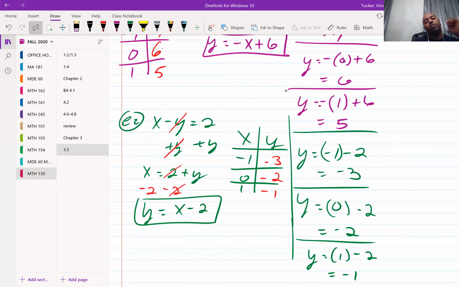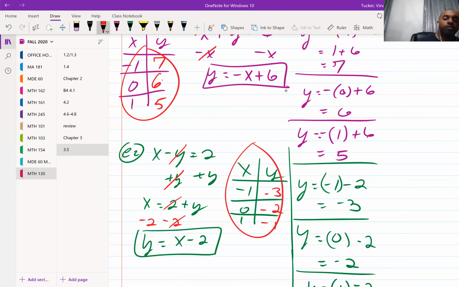So before we do anything, questions on what I did, make sure we're all right. So for each one of them, I decided to use an XY chart. I just chose -1, 0, and 1, plugged them into both of the equations to find the corresponding y values. And now we're going to graph both of these charts, 2 separate lines.